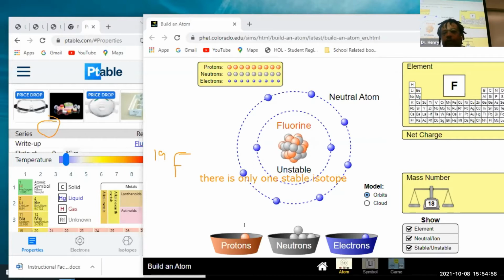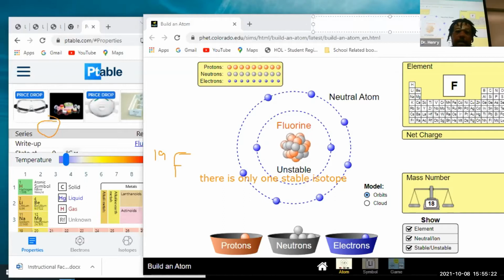So now you guys have to do it for carbon and beryllium. Okay, questions? No. Okay, good.